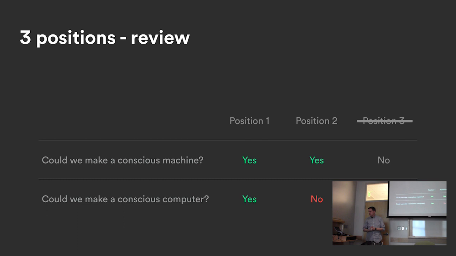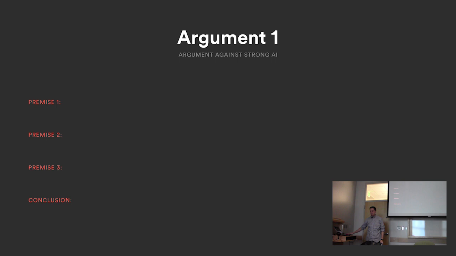I'm going to give two arguments against position one. Okay, these are both from John Searle. First argument is the one that you read about that has the Chinese room thought experiment. First premise is that syntax is not sufficient for semantics. What that means is that the symbols alone are not sufficient to create any sort of semantic meaning or intentionality.